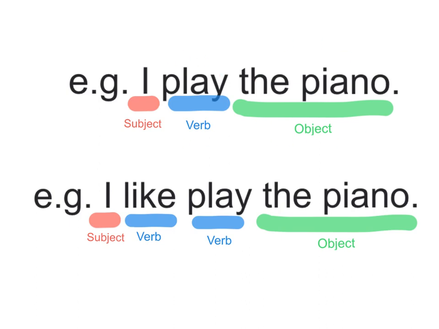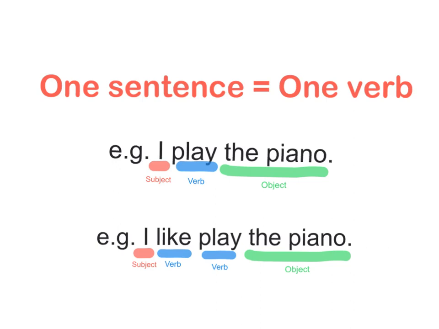So if you see a sentence like this, I like play the piano, you see there's more than one verb, then this is an incorrect sentence. Okay? So this is incorrect, because there's never two verbs in one sentence. Okay, so remember this grammar rule. In each sentence, there's only one verb. There are no two verbs in one sentence.